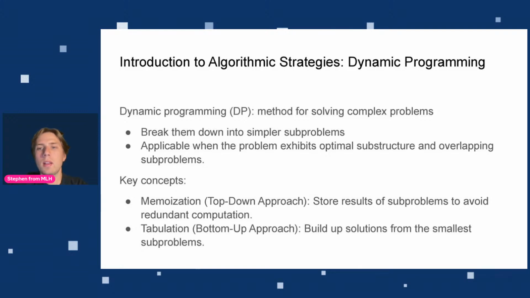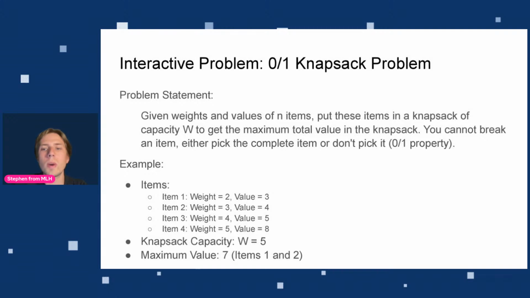And we're going to solve this interactive problem, which I call the 0-1 knapsack problem. And this is a problem that we can apply dynamic programming to. So given the weights and values of n items, so you have n items that each have a value and a weight. So they could have a weight of 2, a value of 3, for example. Put the items in a knapsack of capacity W, so that's the total weight capacity of the knapsack, to get the maximum total value in the knapsack.